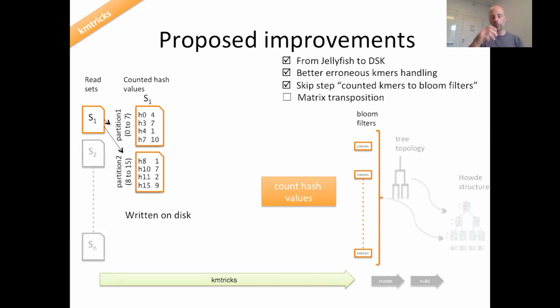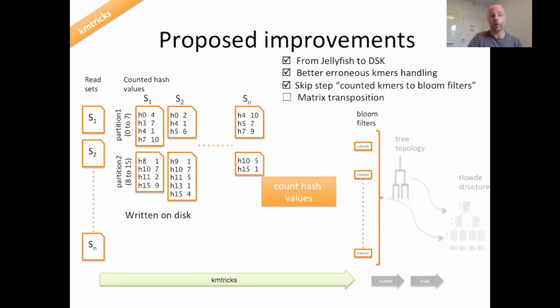So once again, I'm not going to go far into the details because here we have reused some known tricks from KMC to use super kmers, to use minimizers for the computation of these abundances very efficiently. But the key idea is that we directly store those hash values. This part is written on disk. We do this for all the sets. So we have those counted hash values for all the partitions of all the read sets.